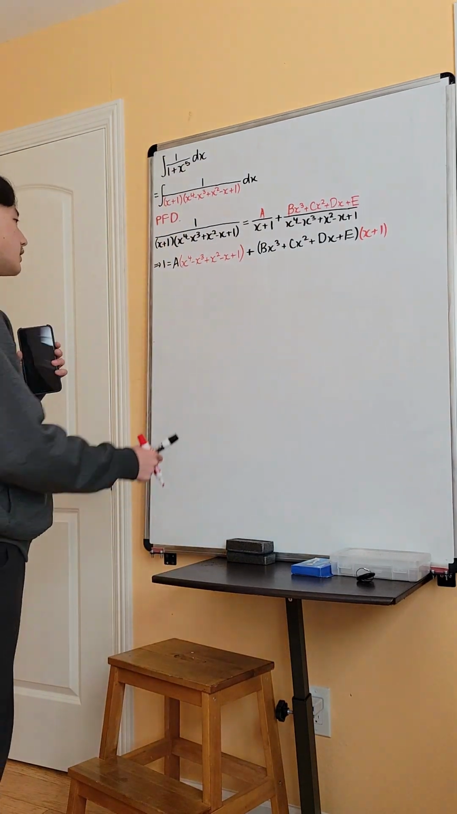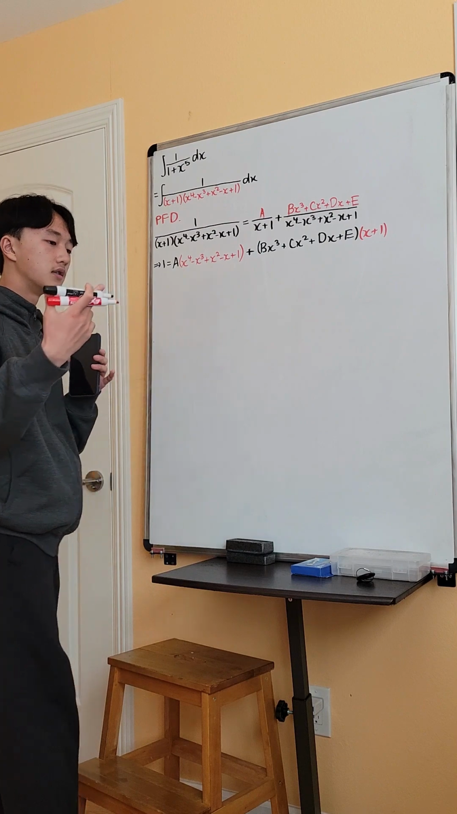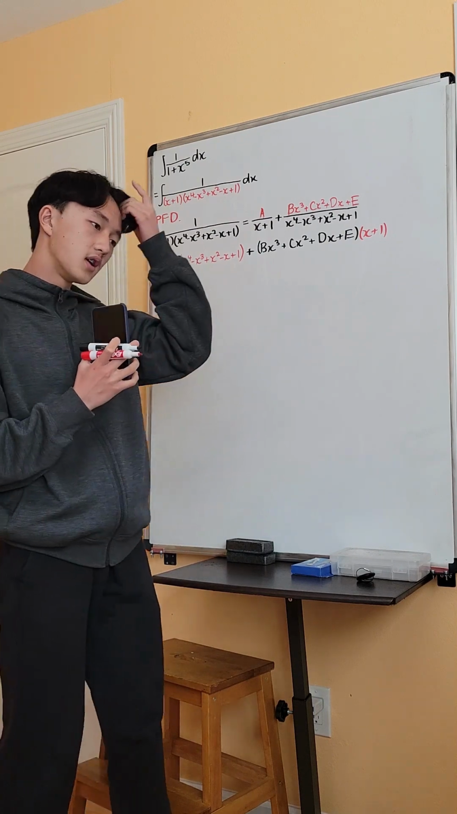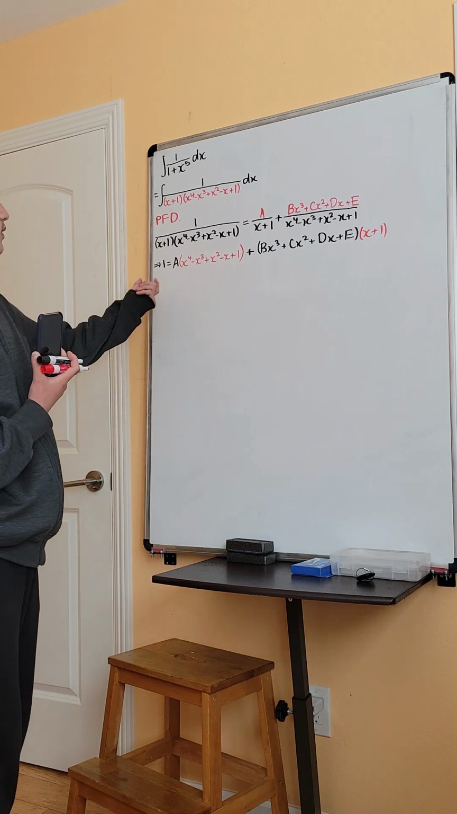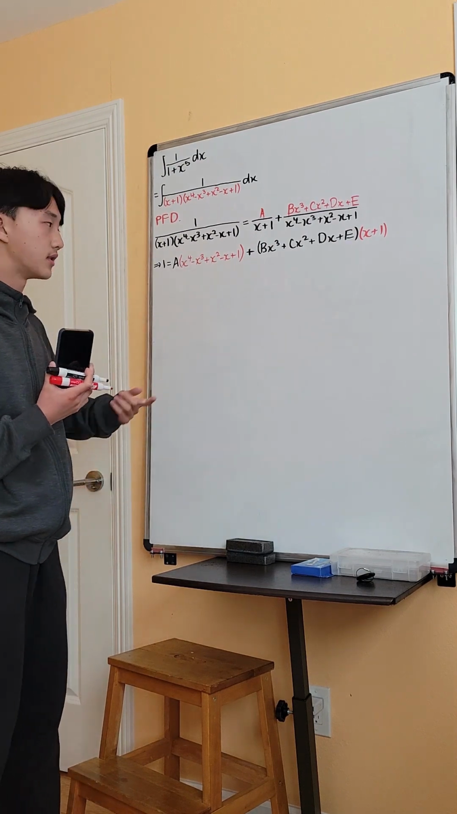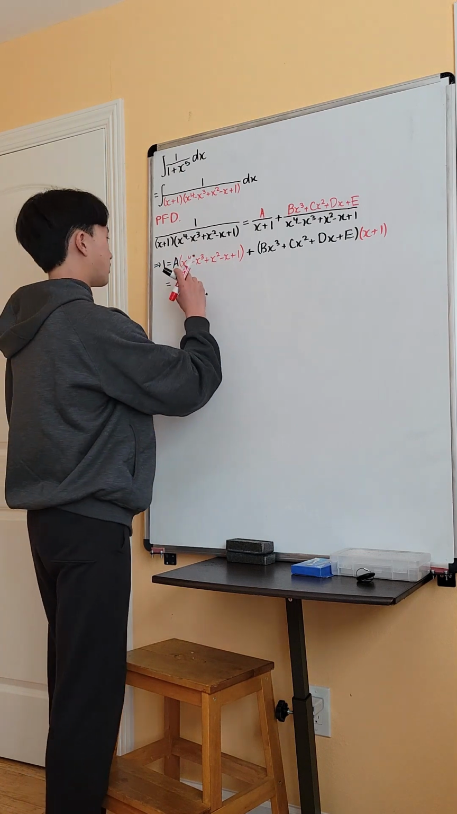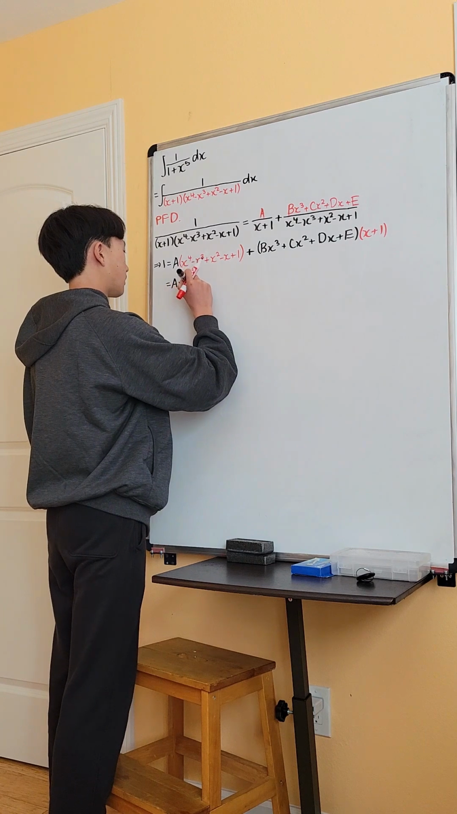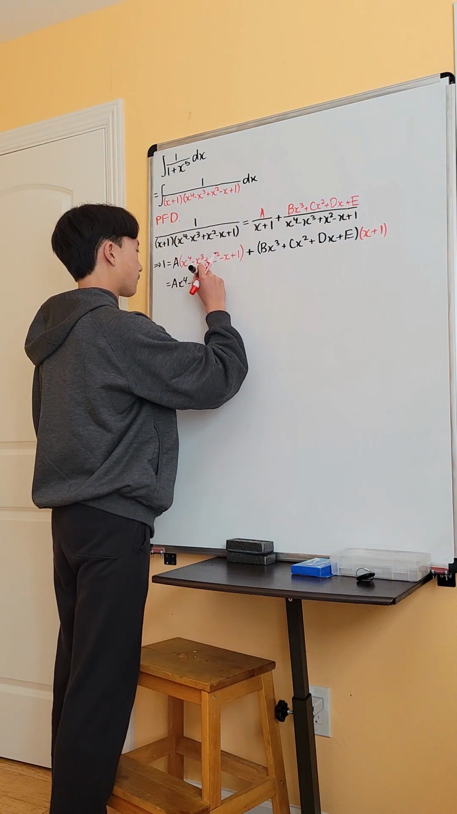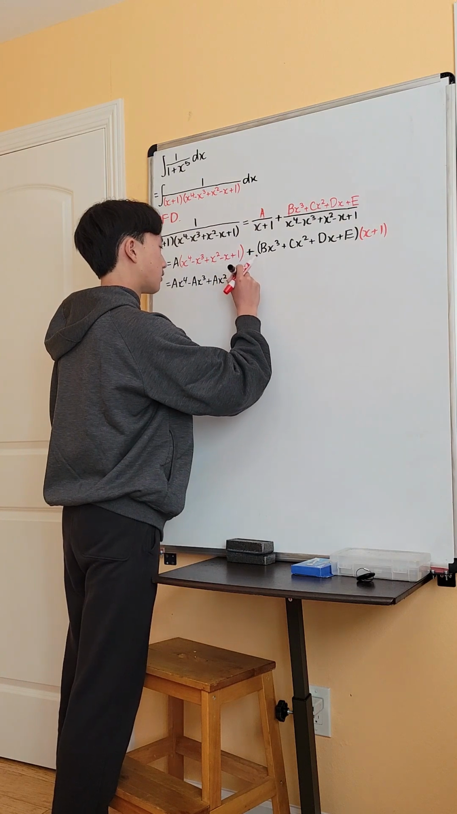Okay, so let's distribute it. Let's expand this guy out and then group the terms by the degree of their exponent, because that way we can now set up a system of equations. So this is equal to, just distribute the a. I'm going to write this all in black. ax to the fourth minus ax to the third plus ax squared minus ax plus a.